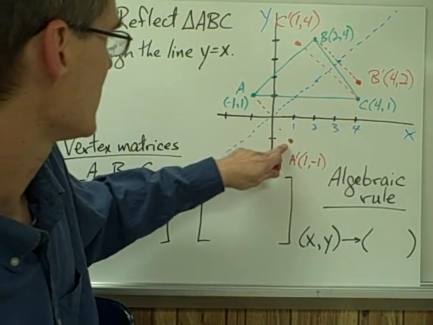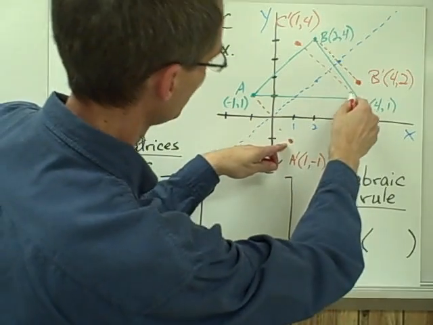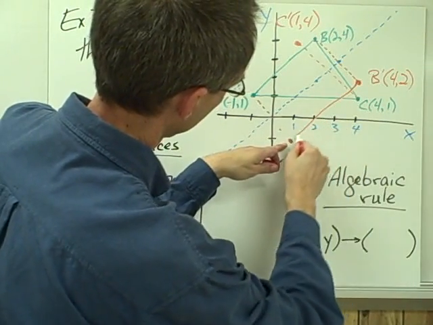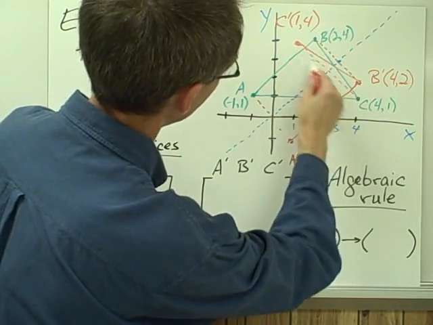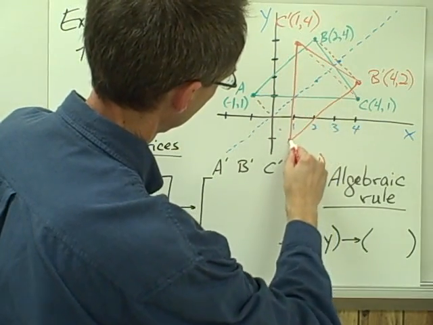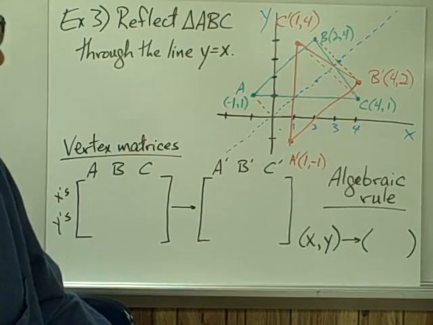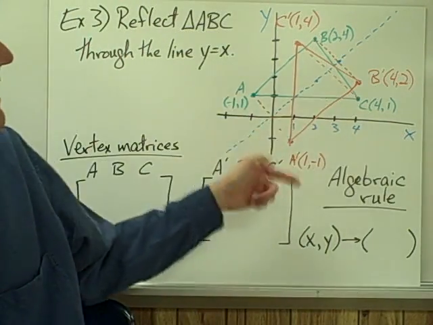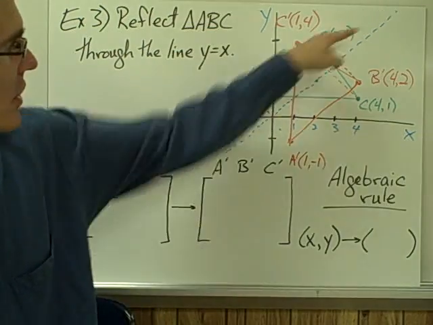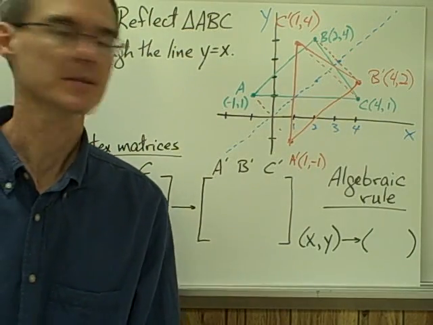Now I just need to connect up A prime, B prime, and C prime. And now I have an image of triangle ABC reflected across the line y equals x.